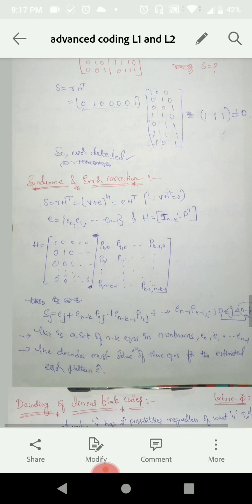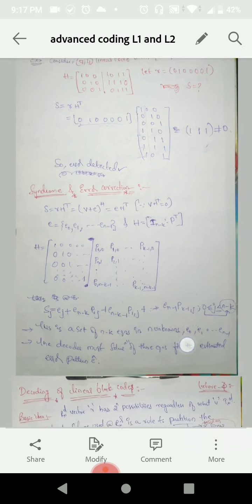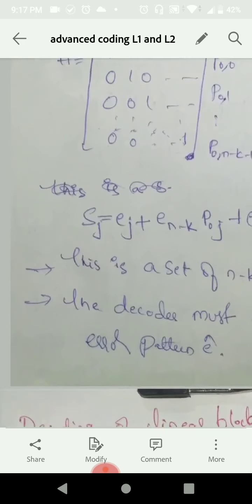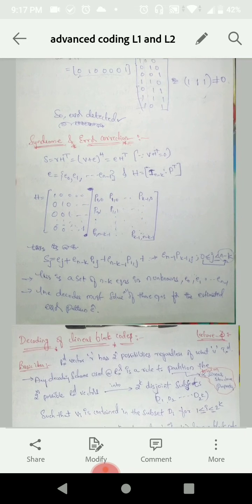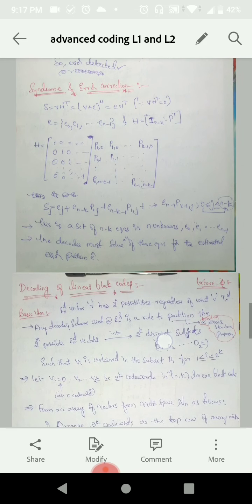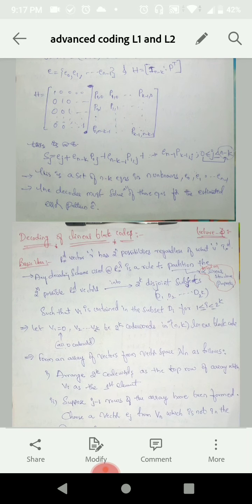Now, if we want to go for error correction, we need to use the same pattern and arrange things in such a way that S_j is nothing but the error into H transpose, right? H transpose is nothing but this part. We have n minus k equations in n unknowns, that is, the error we don't know, and a decoder must solve all these equations to get the estimate of the error.